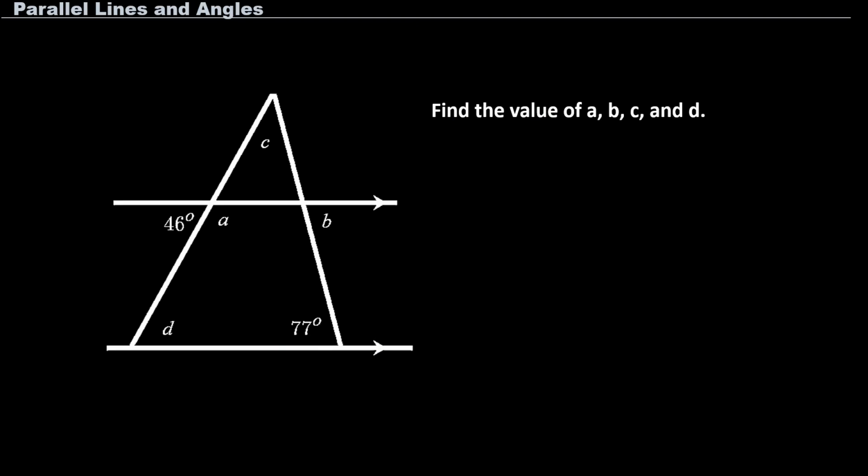So for this question, we want to find the values of A, B, C, and D. If we start with A, because it's right next to a number, the relationship here, it looks like, is linear pairs. So that means that 46 and A together must add up to be 180. So then 180 minus 46 is going to give us that A value, which is going to be 134. So A equals 134.